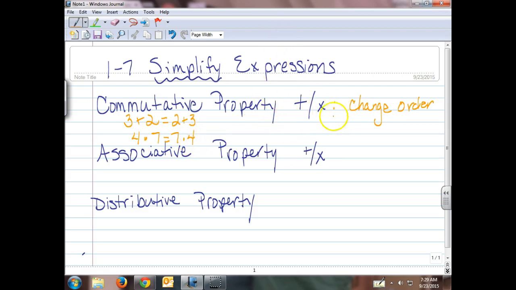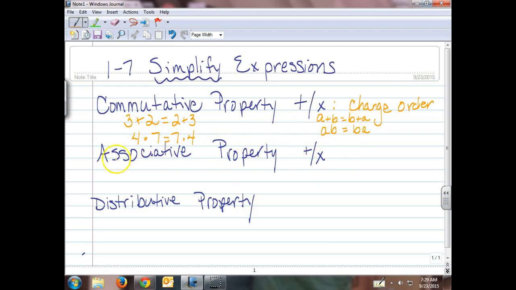Algebraically, this is how we show the commutative property: A plus B is the same as B plus A, or for multiplication, A times B is the same as B times A. Please write down both the examples and the algebraic rule.